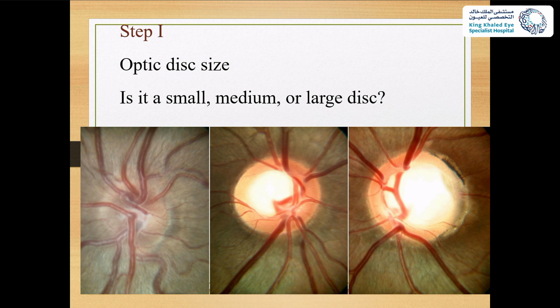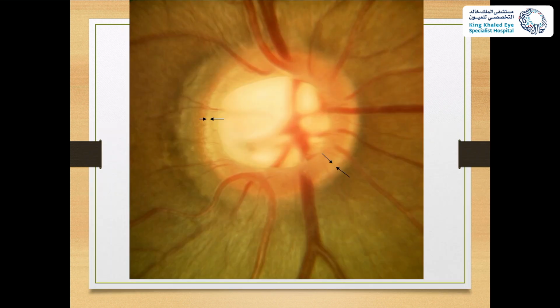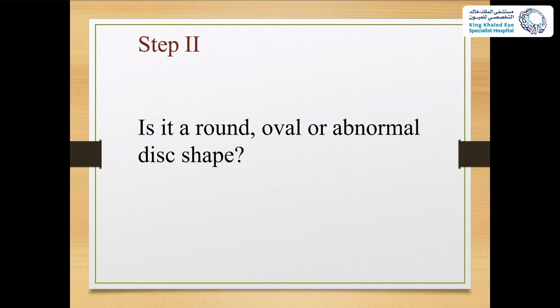Step 1, we check for the size. Is it a small, medium, or large disc? Everything gives you a clue. If it's a small disc, just go with the large size of the disc itself and the cupping itself. Step 2, check whether it is a round, oval, or abnormal disc shape.